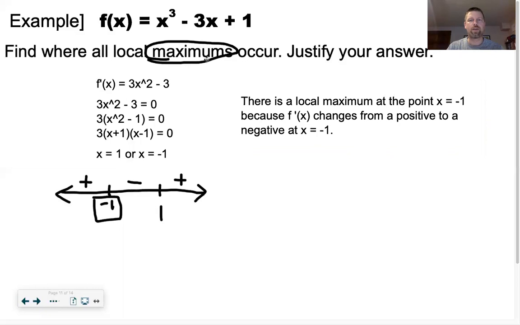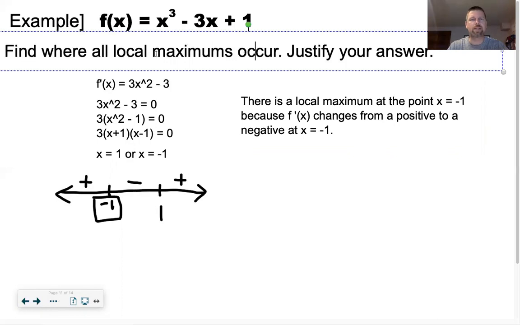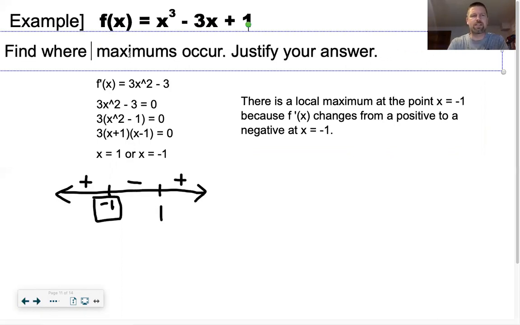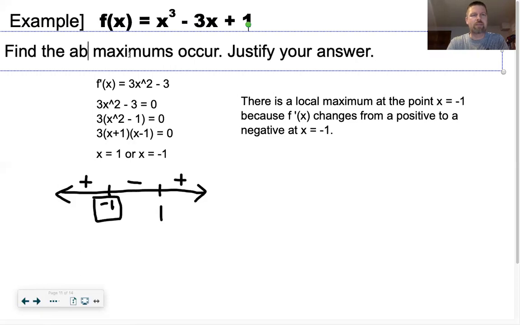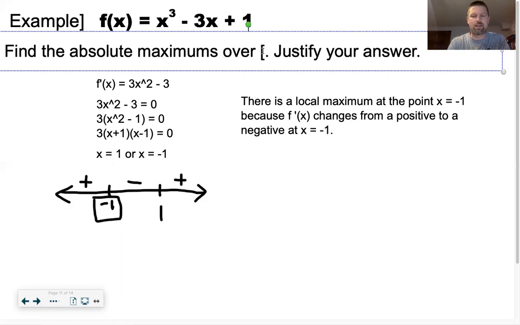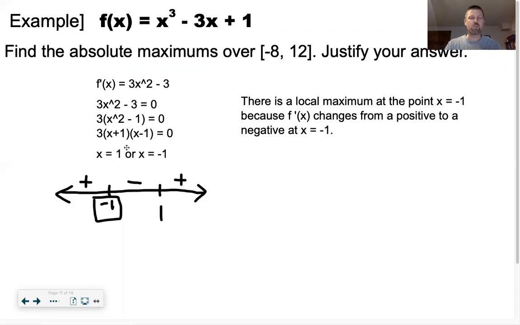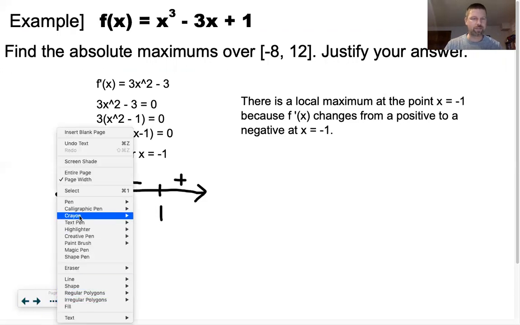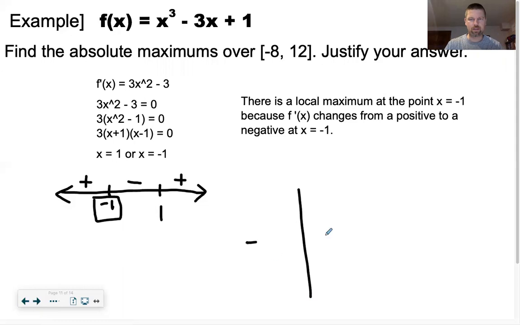Done. The only other thing I have to mention about finding maximums or minimums is to be careful if they have a closed interval. Like if this said find the absolute maximum over, let's say, -8 to 12, whatever, then I would want to find which one is my absolute maximum, because if I looked at this graph, I can see at -1, it's got a local maximum.